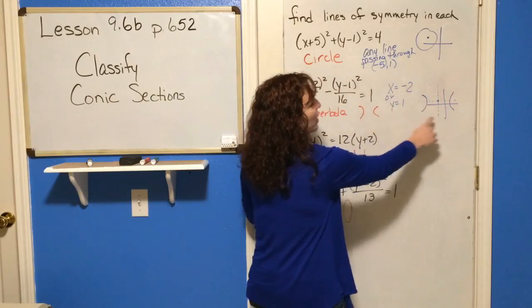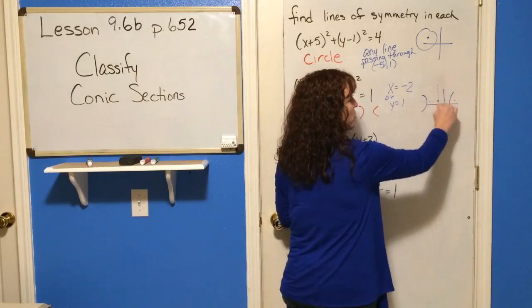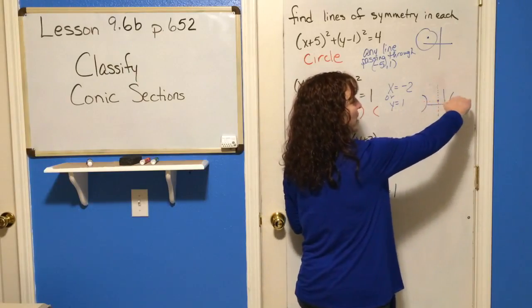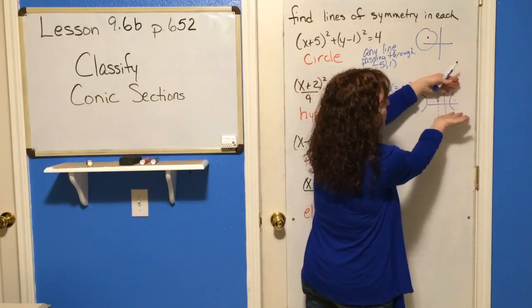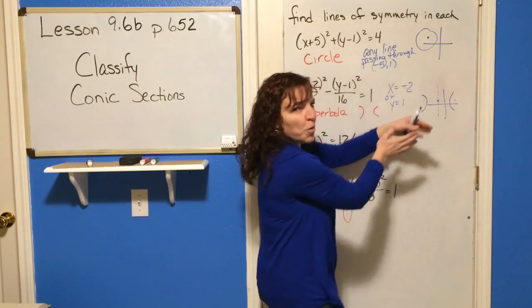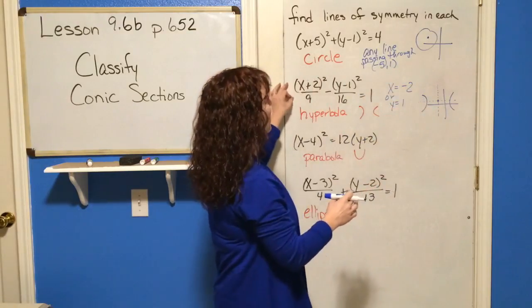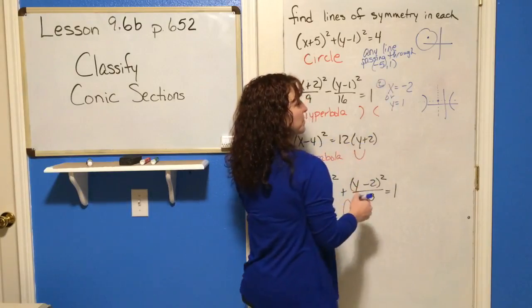Or y equals 1. So y is 1 anywhere on this line. Anytime y equals 1, it doesn't matter what x is. Y equals 1 is going to be this horizontal line that will then fold the two parts of the hyperbola on themselves. So the lines of symmetry, there are two lines of symmetry for a hyperbola.